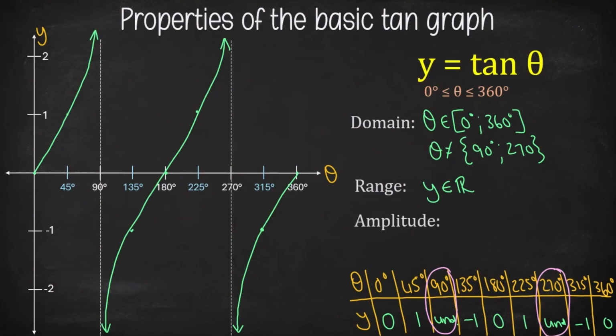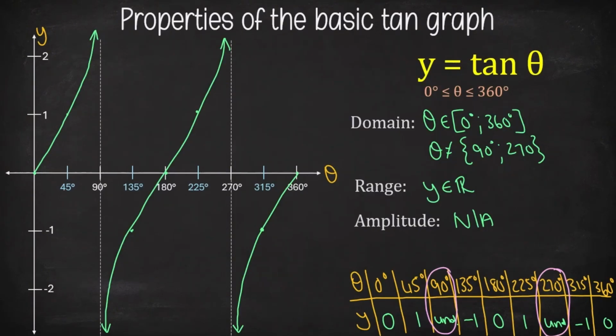So what is the amplitude for this basic tan graph? Well, to determine that, we first need to look at the minimum and maximum values. And does the tan graph have a maximum value? Well, no, it doesn't. And does it have a minimum value? Also, no, it doesn't. The graph continues upwards and downwards as it gets closer to the asymptotes. So tan does not have any minimum or maximum values. And because there's no maximum or minimum values, the tan graph does not have an amplitude. So I'm going to write not applicable. This is an important difference between tan and the sin and cos graphs. Sin and cos graphs have amplitudes, but tan doesn't.